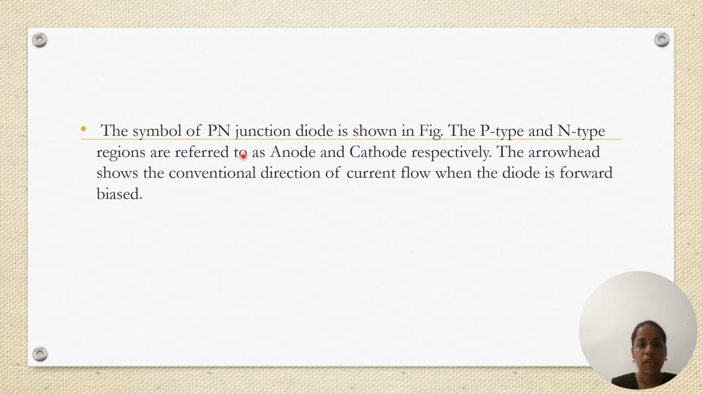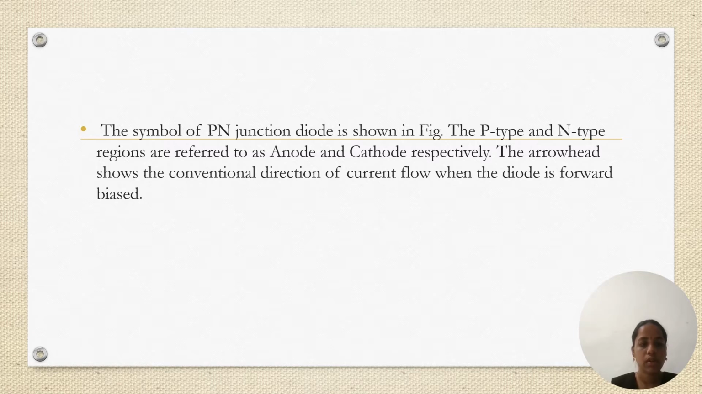The symbol of p-n junction diode is shown in figure. P-type and n-type regions are referred to as anode and cathode respectively. The arrowhead shows the conventional direction of current flow when the diode is forward biased. Means anode and cathode terminals are connected to p-type and n-type regions and current flows through the forward bias.